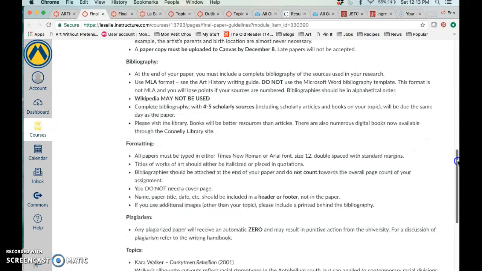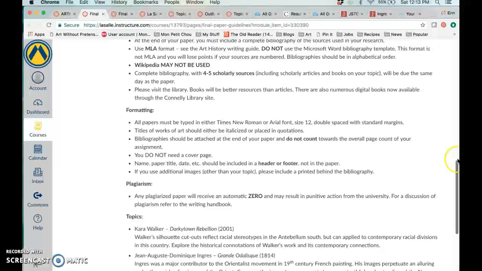As I mentioned at the beginning, this is scholarly research. You are expected to have 4 to 5 scholarly sources, which will be due in the bibliography the same day as the paper. And again, visit the library.